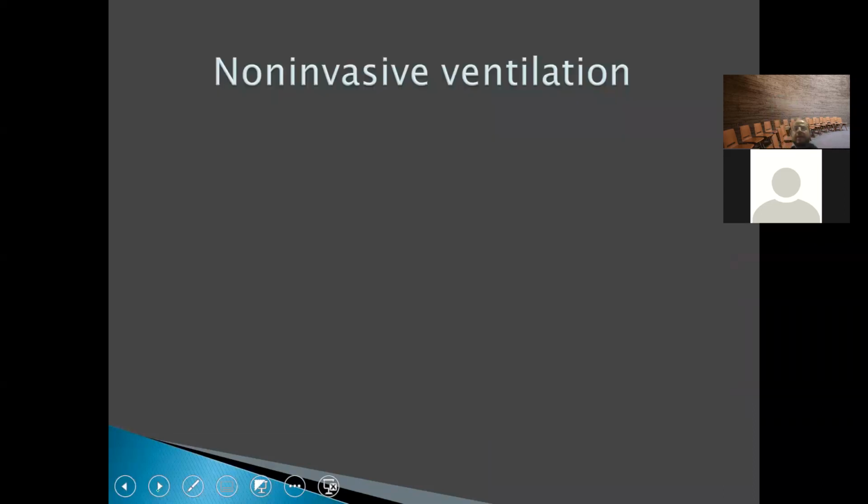Okay, enough physiology. We're going to go now to non-invasive ventilation. In non-invasive ventilation, we have high flow nasal cannula. We have CPAP. We have bilevel. Or nasal cannula, let's take it instead of high flow. We'll say nasal cannula. For nasal cannula, we have low flow nasal cannula.